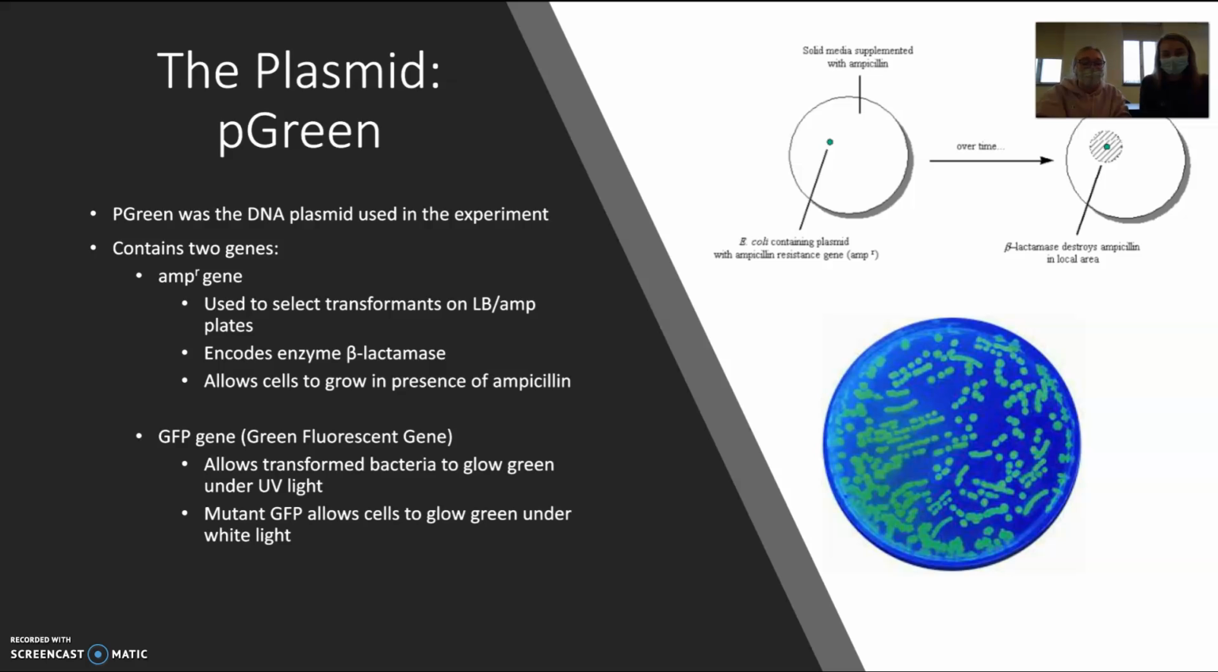And the second gene that we used was the GFP gene, which is the green fluorescent gene, and this allows transformed bacterial cells to glow green under UV light, and mutant GFP allows cells to glow green under white light.